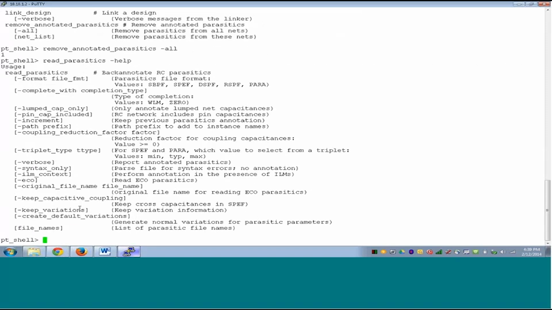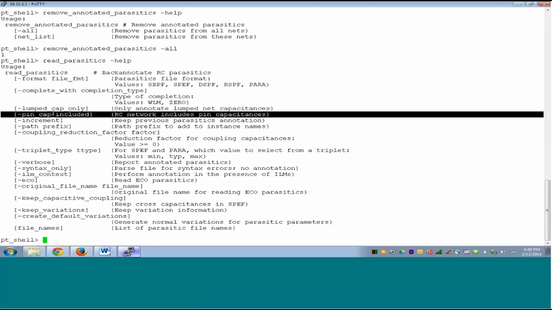It's a very expensive command. The important things here are the complete with completion option. This tells PrimeTime that if you do not find any nets in this SPEF, complete with either 0 or a biload model. That means apply a biload model or don't apply anything. Lumped cap, if you are reading SPEF, you should not use this option. Pin cap included tells PT that the RC network includes the pin capacitances. In most cases, the RC network inside SPEF will not include pin capacitances. Pin cap will come from the library itself.